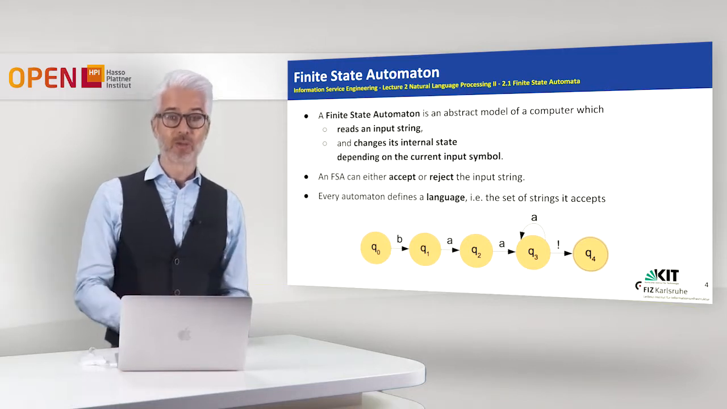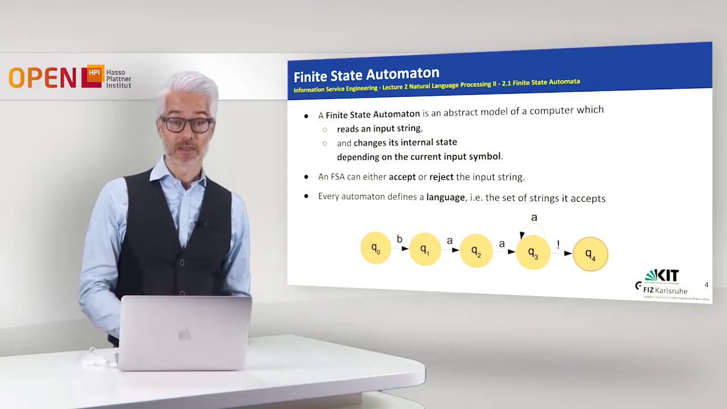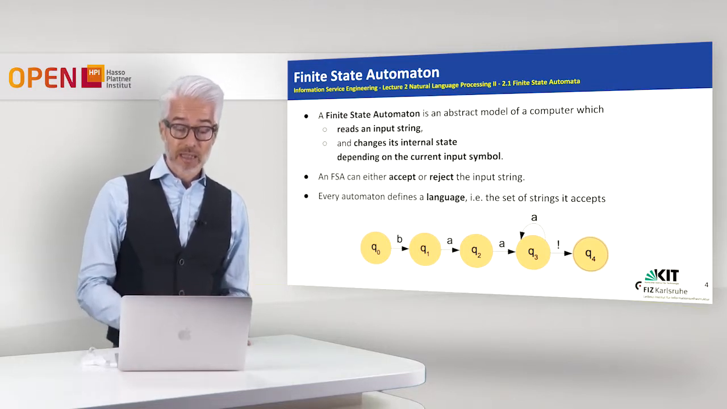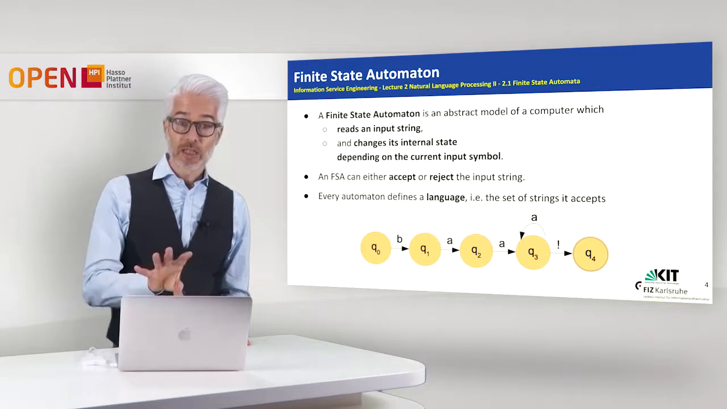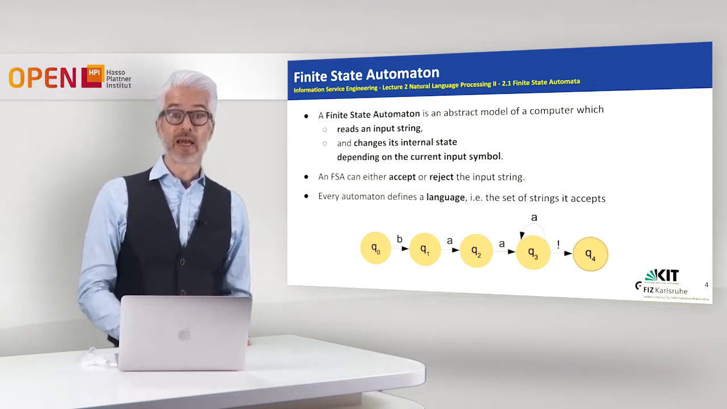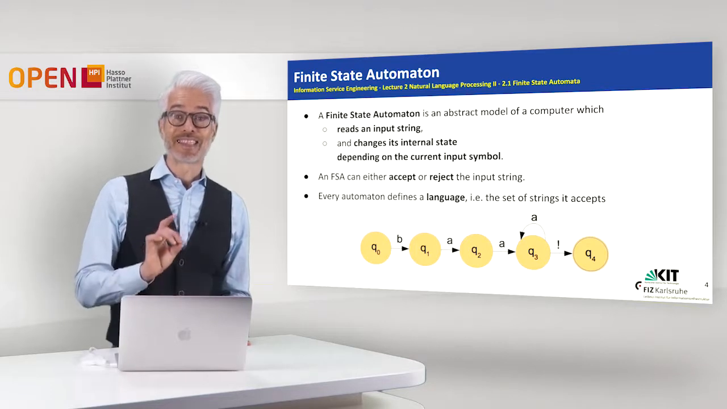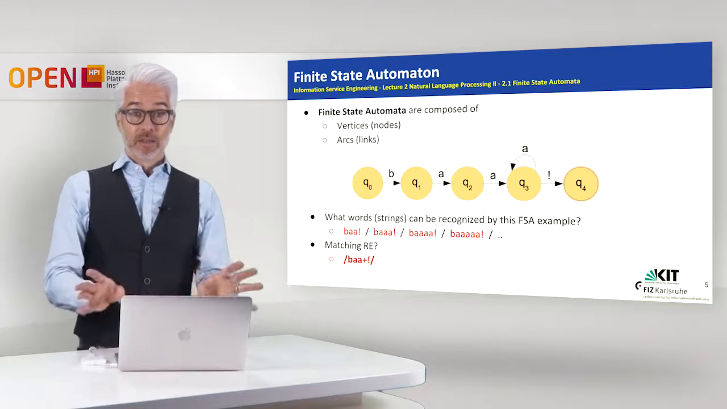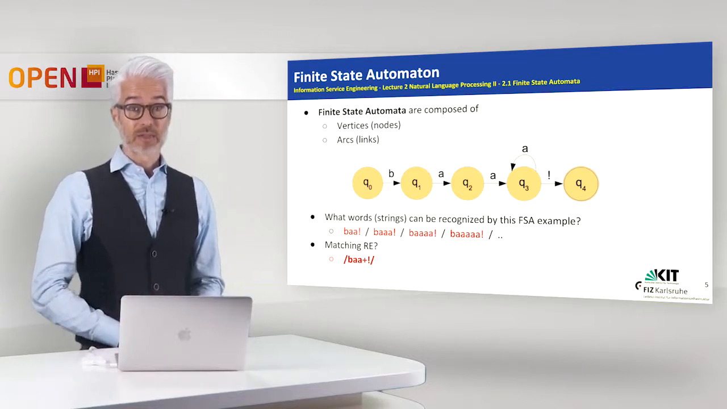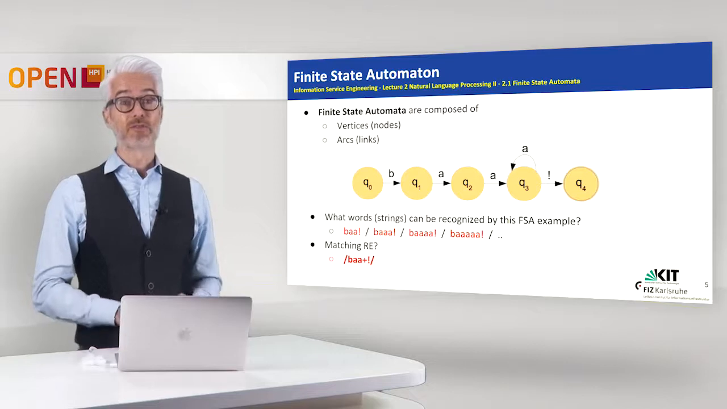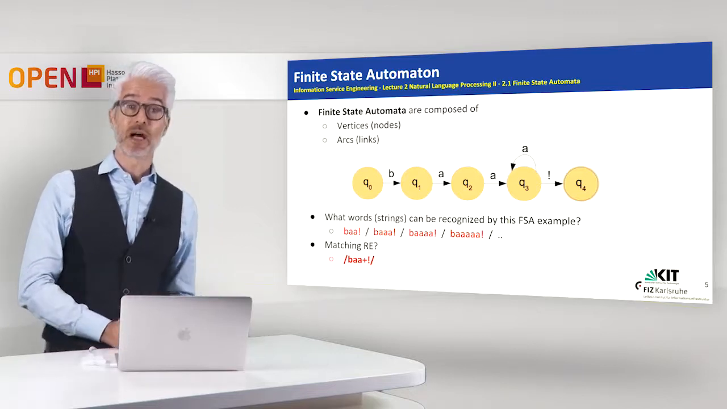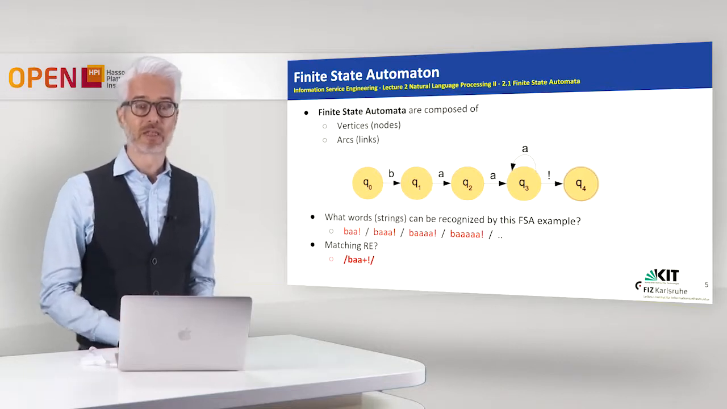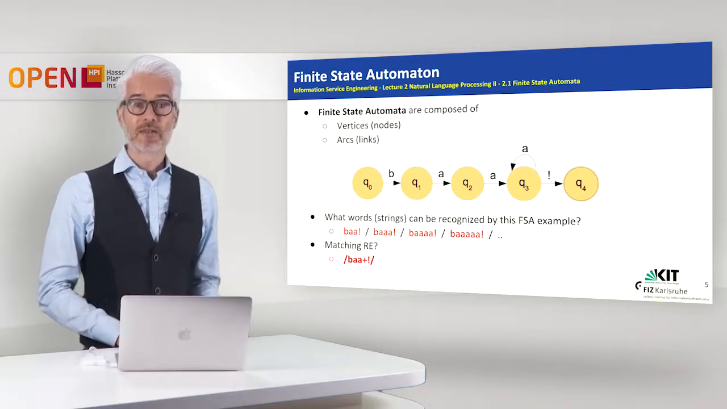You see here a small model, the finite state automaton, as a graph. You see the nodes and the arcs connecting them, and I will explain to you how this works. Every automaton defines a language, which is the set of strings the automaton will accept. A finite state automaton is composed of a set of vertices, these are the nodes, and a set of arcs, these are the links. You see here the nodes labeled Q sub 0, Q sub 1, and so on, and you see the arcs.